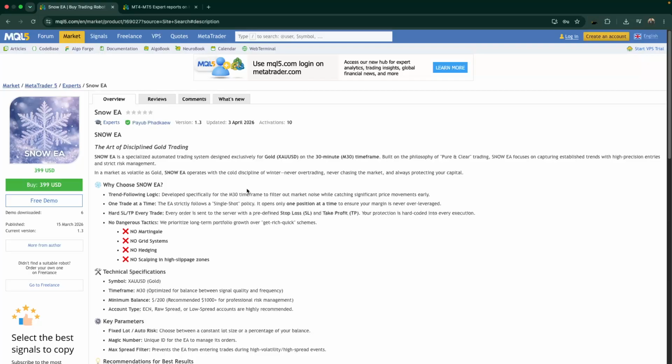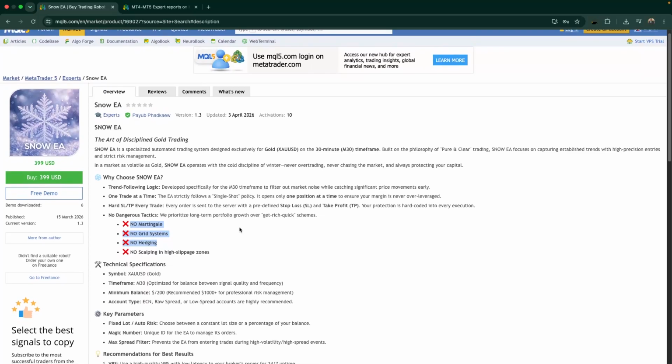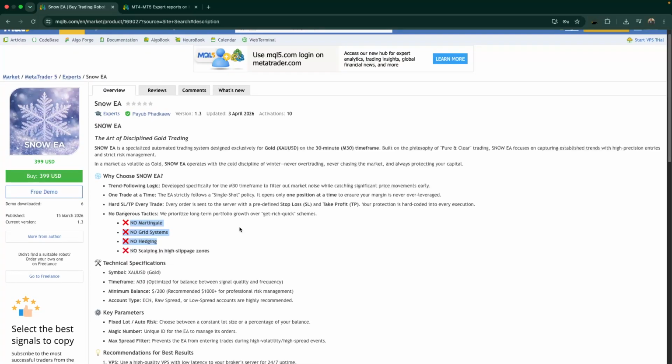The EA uses EMA crossover, and it identifies trend direction on XAUUSD on the 30-minute time frame, and it waits for the fast and slow EMA cross. Then it looks for breakout or retest confirmation before entering. Every trade gets a hard stop loss and take profit, and it strictly trades one position at a time. No overlapping trades, no martingale, no greed, no dangerous averaging, no hedging, and no scalping in high slippage zones.